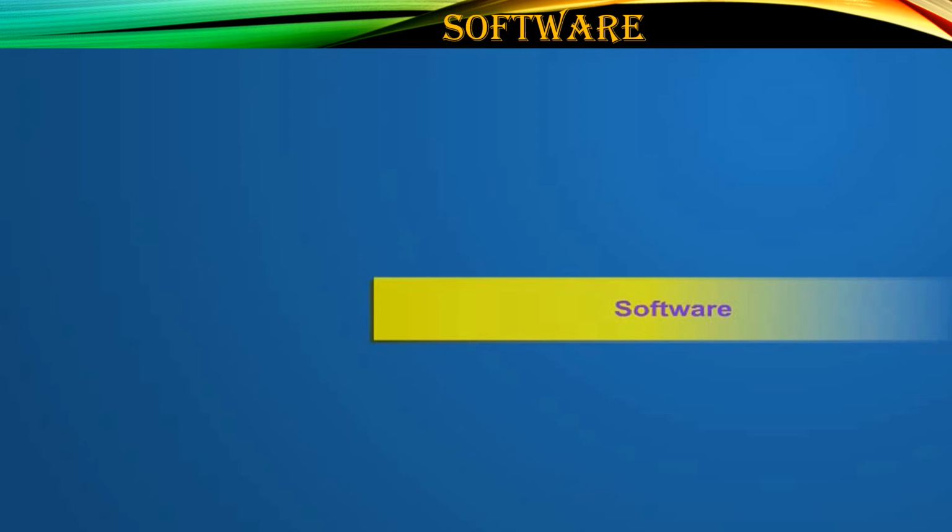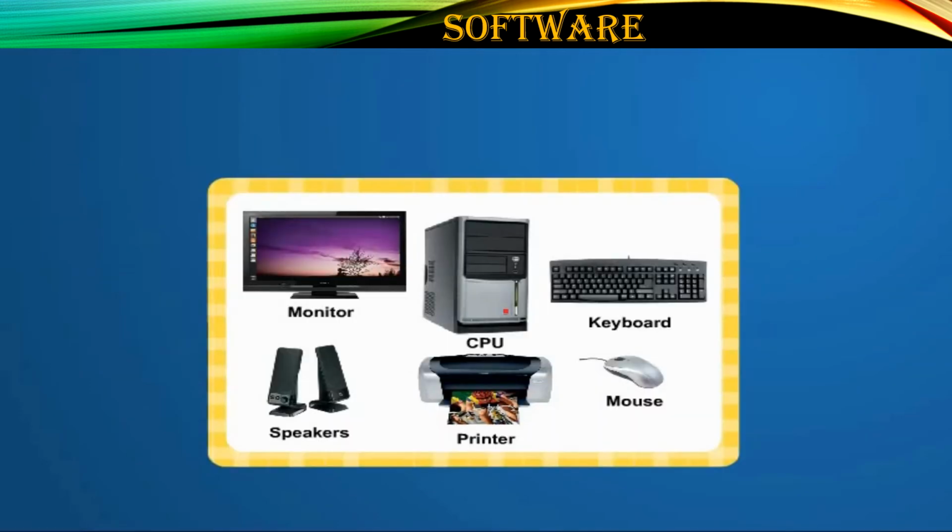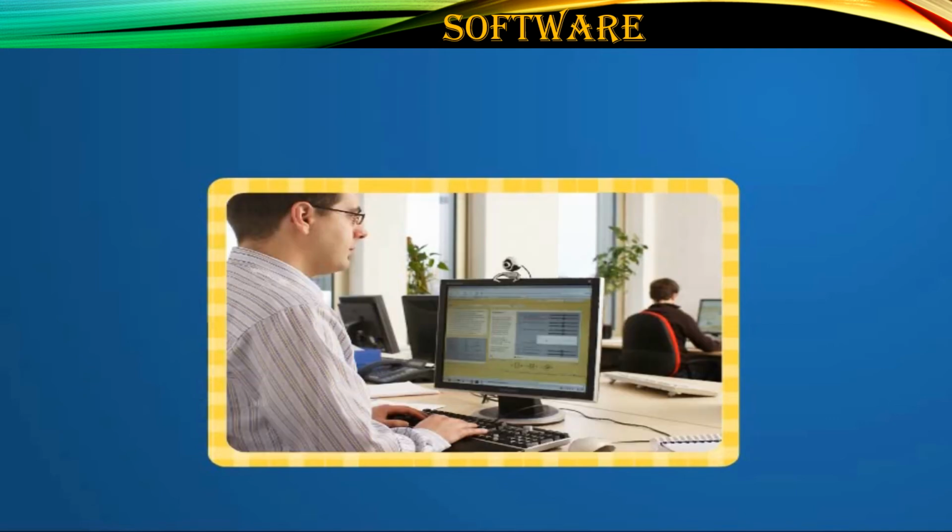Software. Although hardware components form a computer system, these hardware components are not enough to solve the user's problem. It needs the user's instructions or a set of instructions to work. This set of instructions or programs is called software. Let us understand with the help of an example.